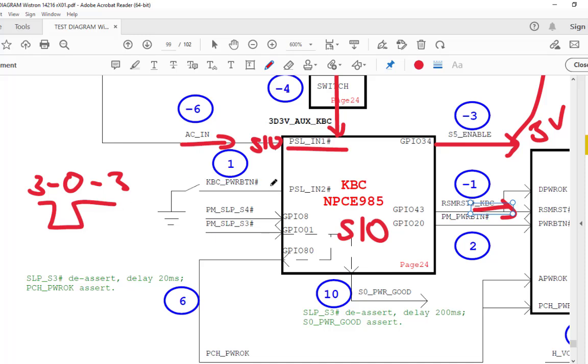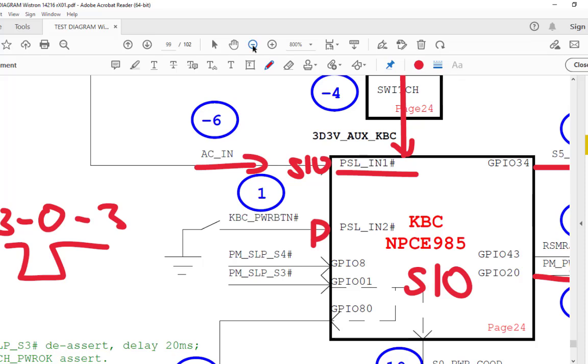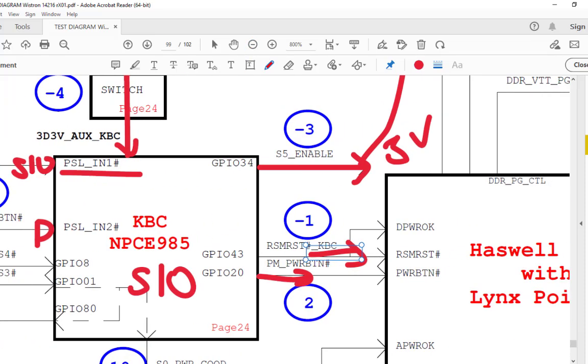Once this power button is pressed, this pulse will be generated, and then the SIO will generate the next signal, called PM power button. Okay, after step 1, then step number 2: the PM power button signal will be generated by the SIO.